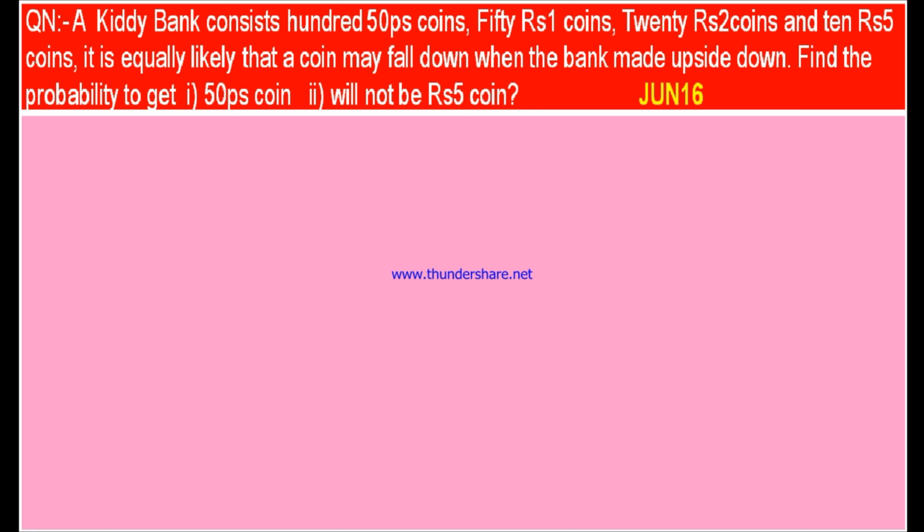I shall repeat. A kiddie bank consists of 100 50-paise coins, 50 1-rupee coins, 20 2-rupee coins and 10 5-rupee coins. And it is equally likely that a coin may fall down when the bank is turned upside down. Then find the probability to get a 50 paise coin and not to get a 5 rupee coin. This question appeared in June 2016.